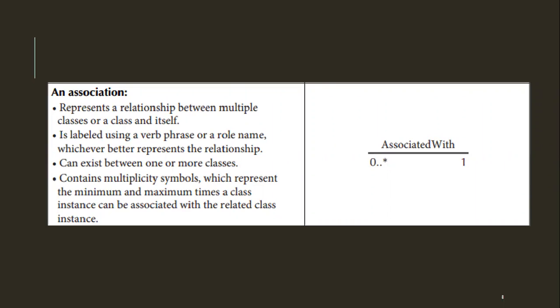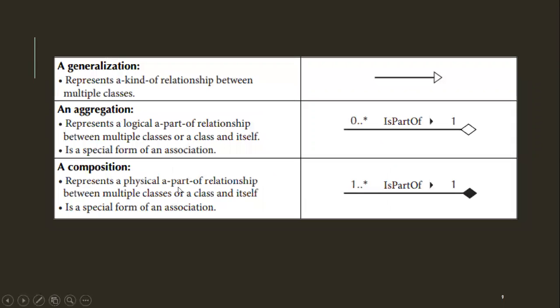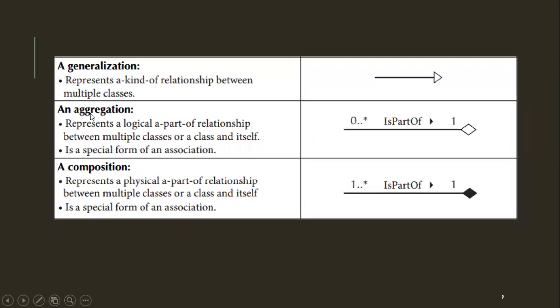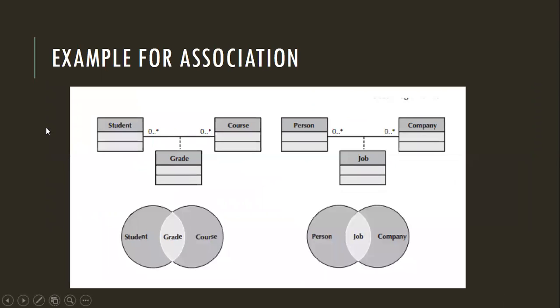I'll just show you few examples for that. Okay, and then verbs, phrases or role names. Generalization. Okay, here it is association. And well, okay, I'll show you this example. I'll explain about this and then we'll go through the other relationships. Then බලන්න association එකට තමයි මේ example එක දීලා තියෙන්නේ.